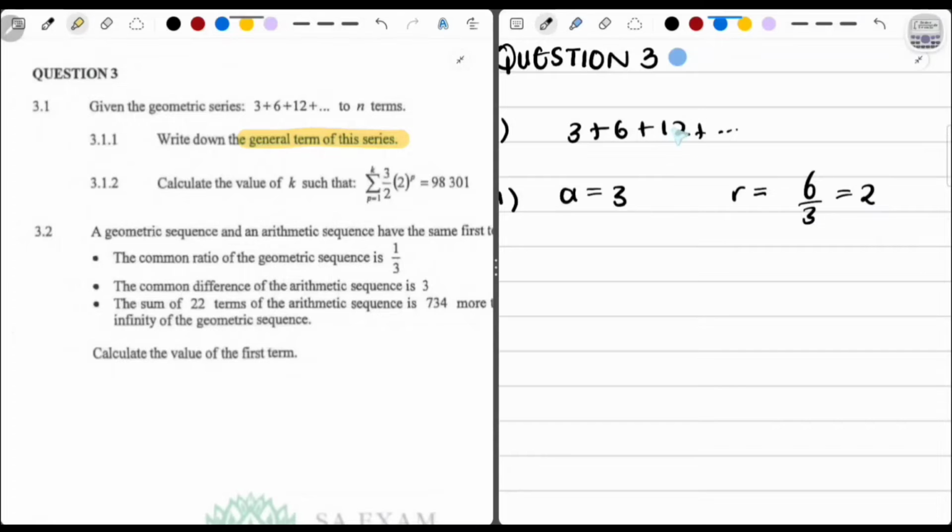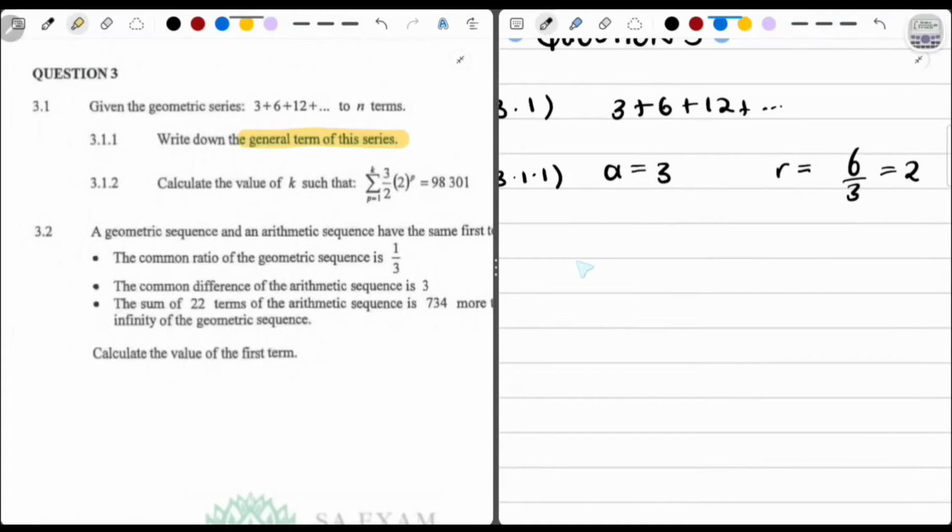You can also confirm this by saying term 3 divided by term 2. 12 divided by 6 is also 2. So we have a and r. We can just say Tn is equal to a, which is 3, multiplied by r, which is 2, raised to the power of n minus 1, and that is our formula. Okay, moving on to the next question.